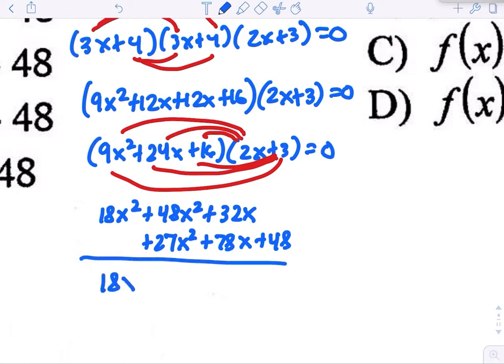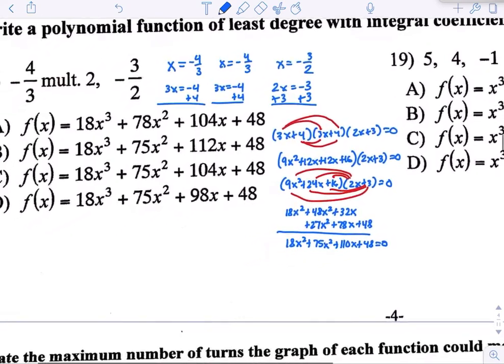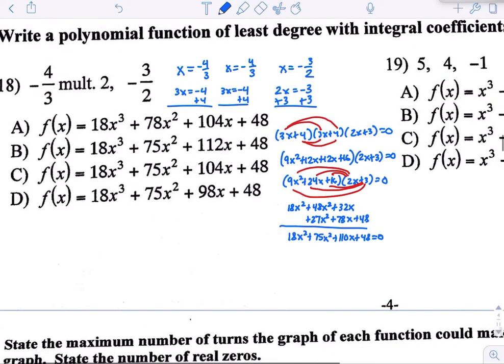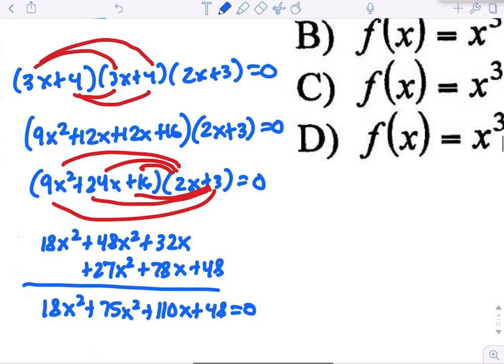So you guys would have 18x squared plus 75x squared plus 110x plus 48 is equal to 0. So that's what your polynomial would be. And for you guys, that would be, that's not good because it looks like I made a mistake somewhere. So wait, where did I make my mistake?